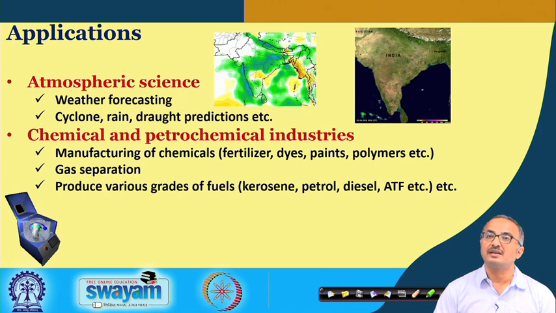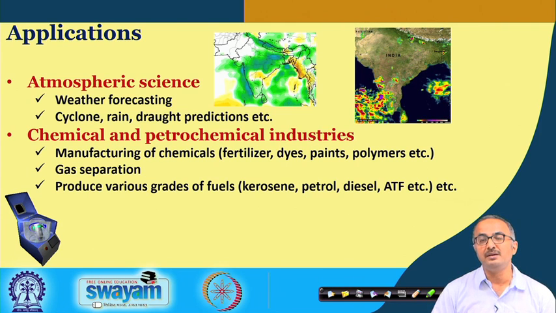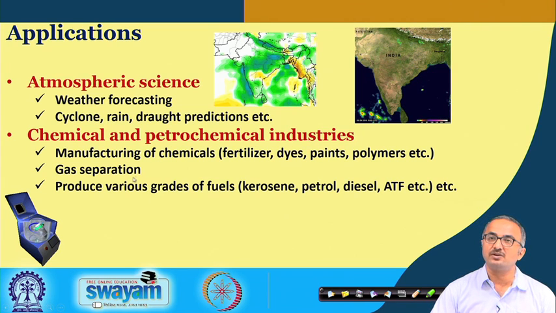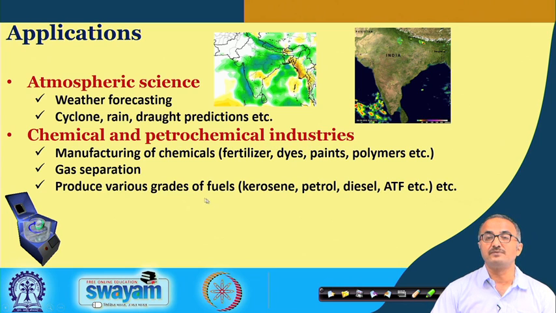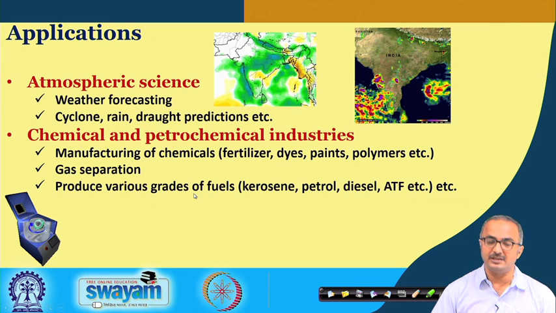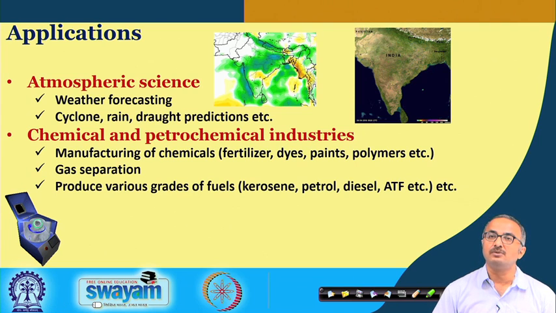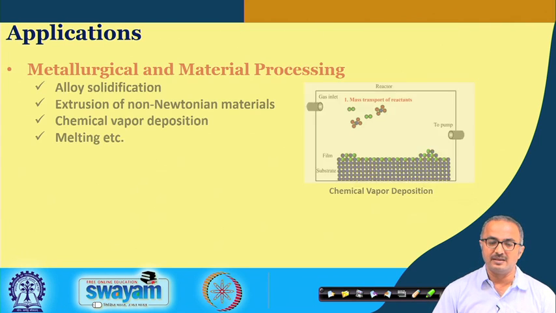And then in the chemical and petrochemical industries, we have a very big use of these balances, for example in manufacturing various types of chemicals like fertilizers, dyes, paints, polymers, etc., or gas separation, or producing various types of fuels from petroleum. So, in every place we find some application of these balance equations.